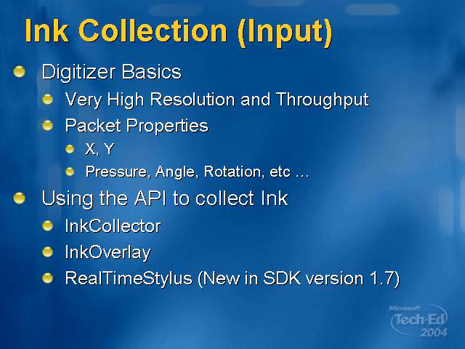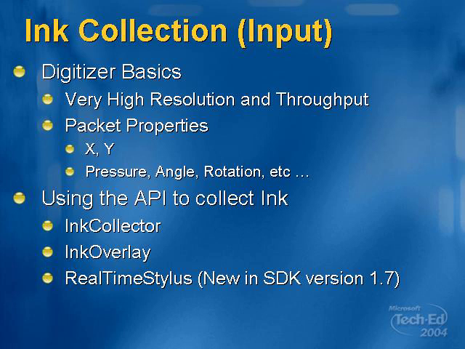There are properties coming off of there. Obviously, there's X and Y, just like with a mouse. But the platform also allows for the collection of additional properties on the data coming across from the digitizer for things like pressure, angle of the pen, rotation.